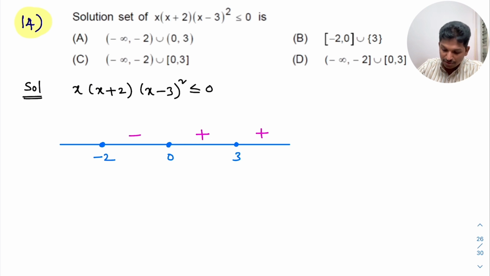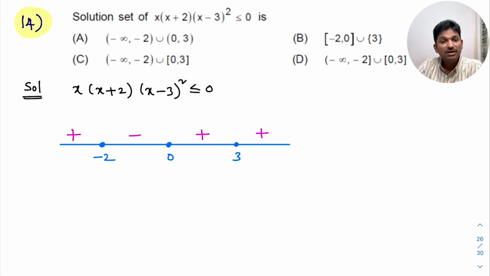Okay. Now you observe this minus 2. Minus 2 is coming from this. What is the power here? Odd power is there. When odd power is there, sign changes. Here minus is there, na? Minus changes to plus. Okay. Sign changes like this. This we already discussed in earlier classes also. As they given here less than or equal to, these numbers are also part of the solution.